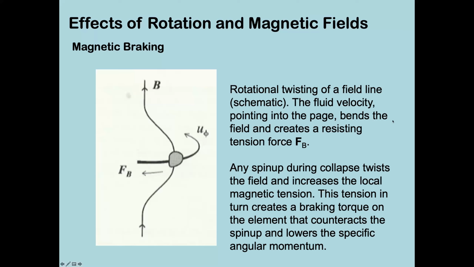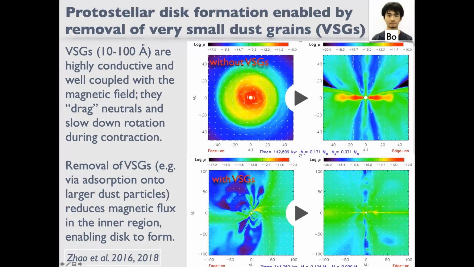So basically, as I wrote here, any spin up during collapse can twist the magnetic field line, which increases the local magnetic tension, and then this tension creates a braking torque. So you decelerate the motions and you lose angular momentum. And we see that this is a very important process for the formation of protoplanetary disks.